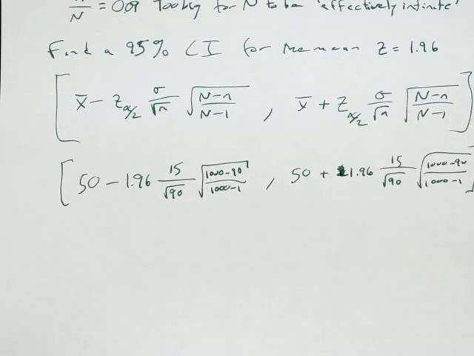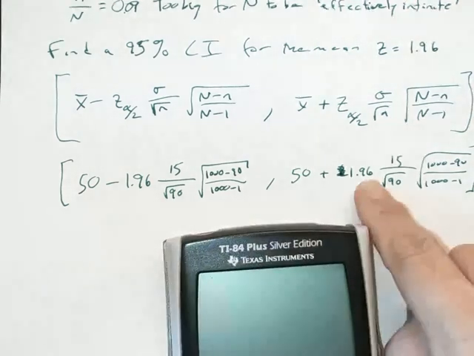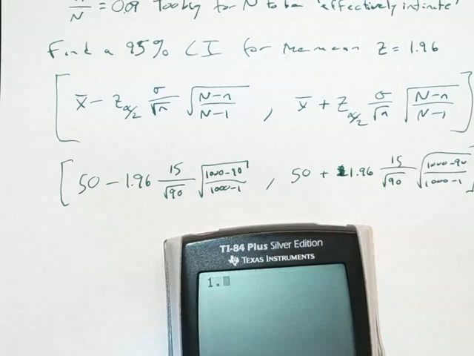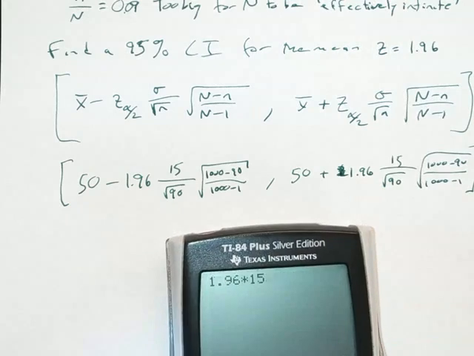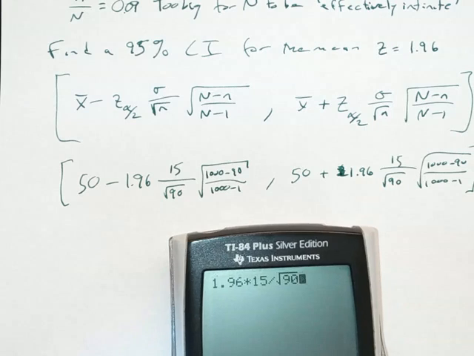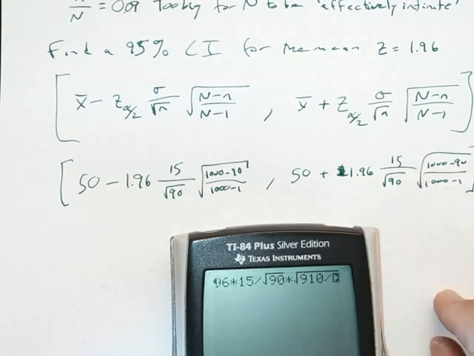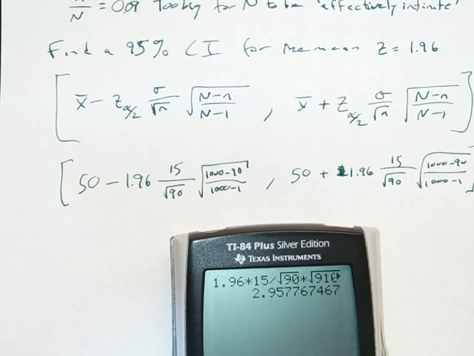And all of this, at this point, is now to churn through your calculator. So I'm going to multiply these numbers out. 1.96 times 15 divided by the square root of 90 times the square root of, and now this whole thing, 1,000 minus 90 is 910. 1,000 minus 1 is 999. Let's go 4 decimal places because that's usually what shows up in the back of the book. 2.9578.